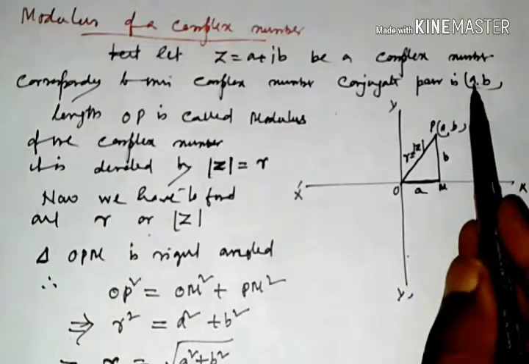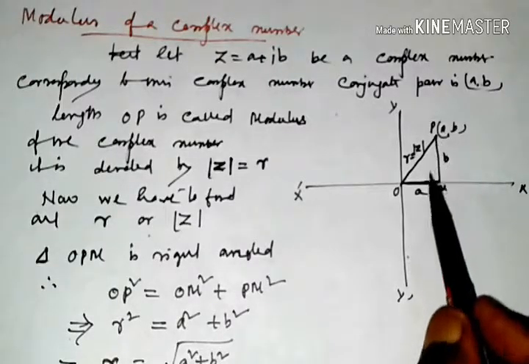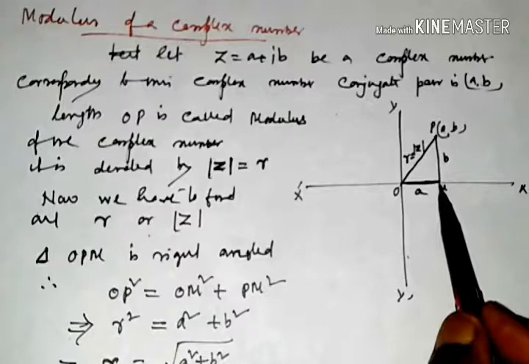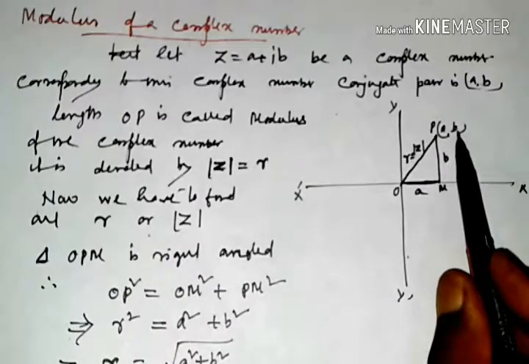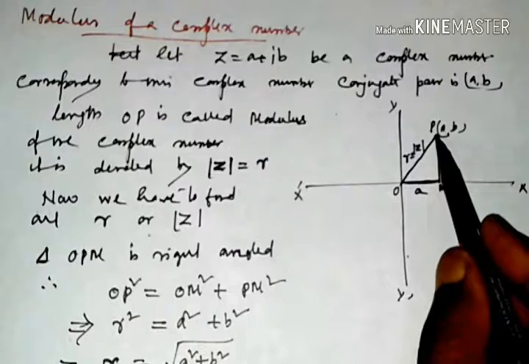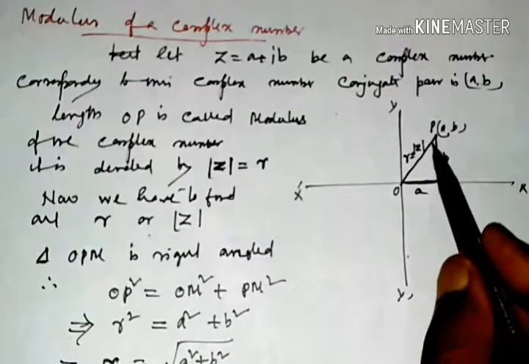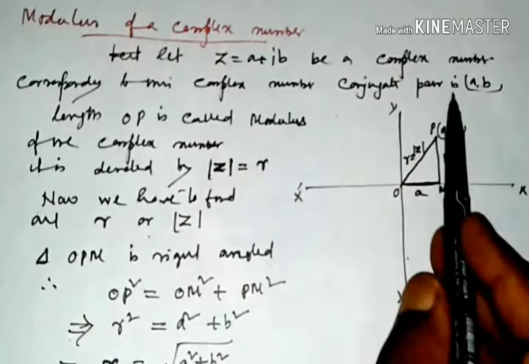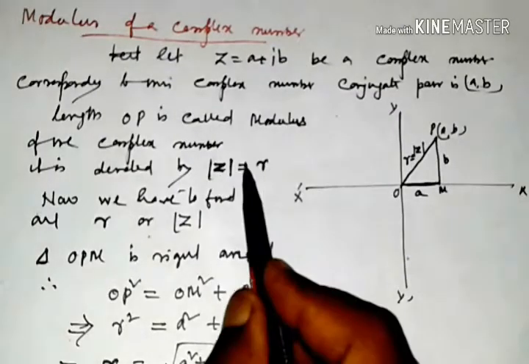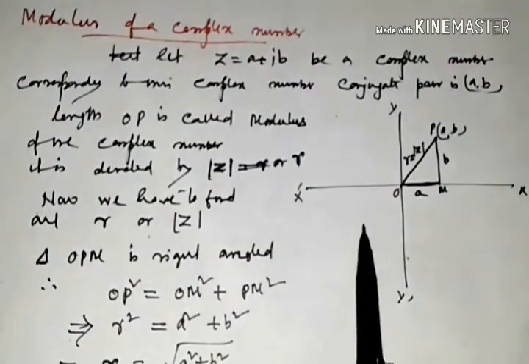If we plot this on the Argand plane, the x coordinate is a and the y coordinate is b, and the point we have marked as P is (a, b). Now if we join O to P, then the length OP is called the modulus of the complex number. It is denoted by modulus of z, or we can write it as r. Sometimes it is written as r.